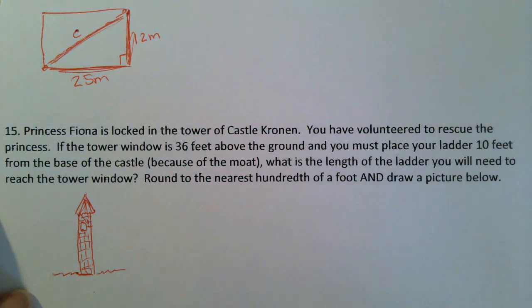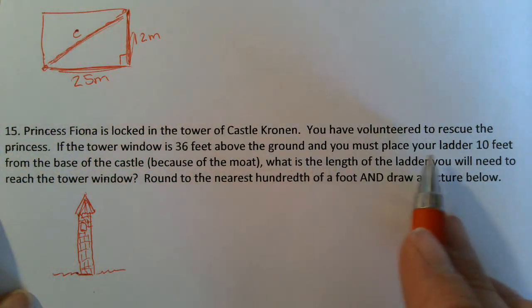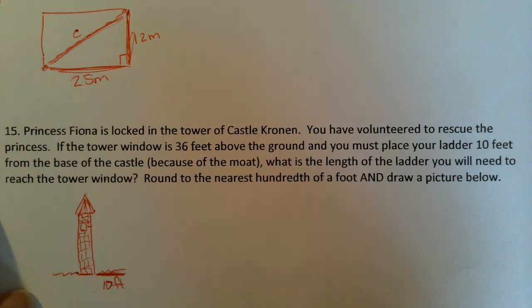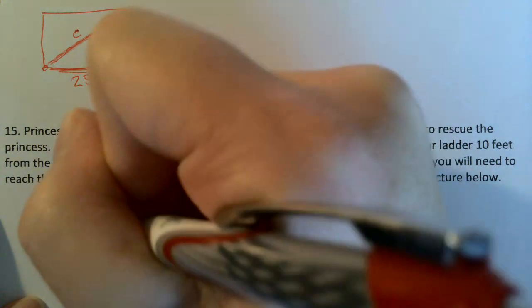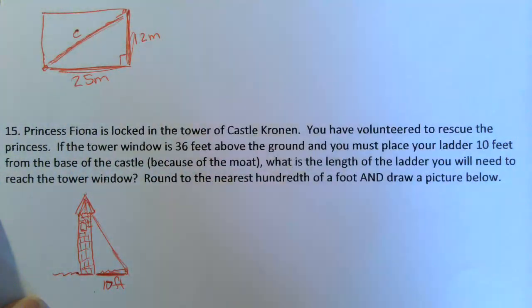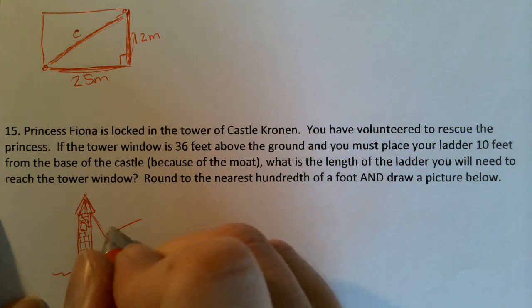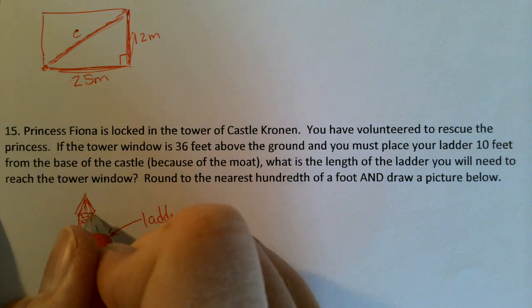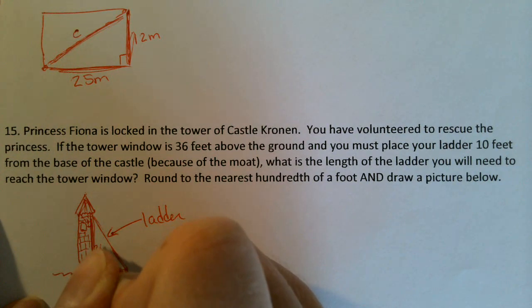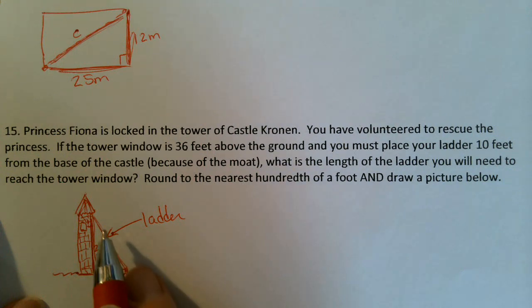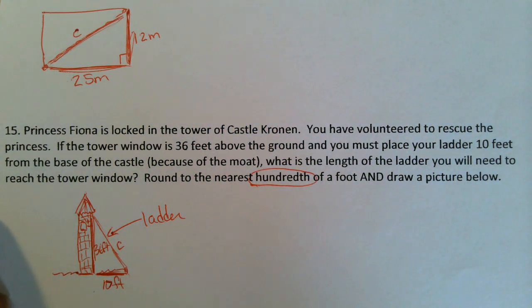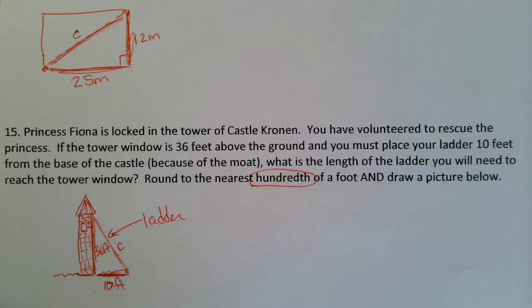Okay, so there's no entrance, and so you're going to put a ladder. Now, it says the ladder has to be 10 feet because there's a moat. That's why the water's there. So the ladder's going to be 10 feet away from the base. So here's my ladder. Do you see it? Coming up. So this is my ladder, and the tower's 36 feet high. Right here is 36 feet. So how long should my ladder be? Do you see that I'm trying to find the hypotenuse? It says to round to the nearest hundredth. How many decimal places is that? That's 2 decimal places. Fabulous.